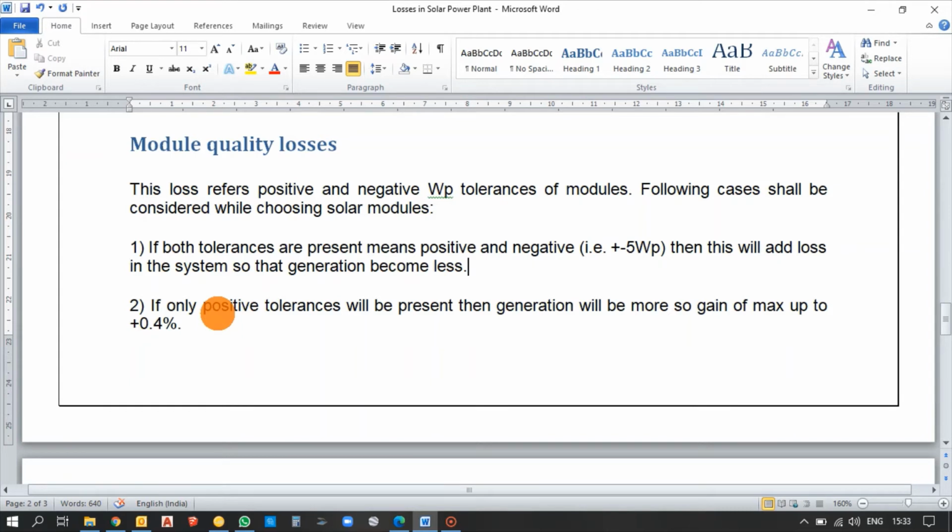So what should you do? If only positive tolerance is present, the generation will be more, so you gain the maximum amount of power. So just select a module which has a positive tolerance, maximum positive tolerance. Don't go for a module which has a minus tolerance value, as it will affect your generation.